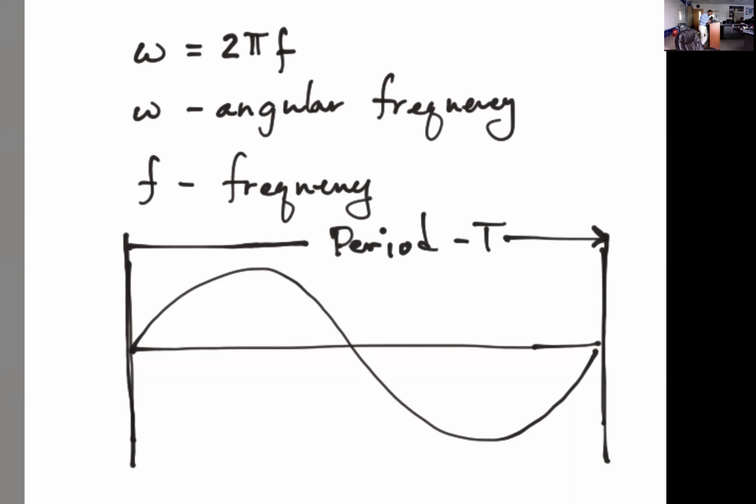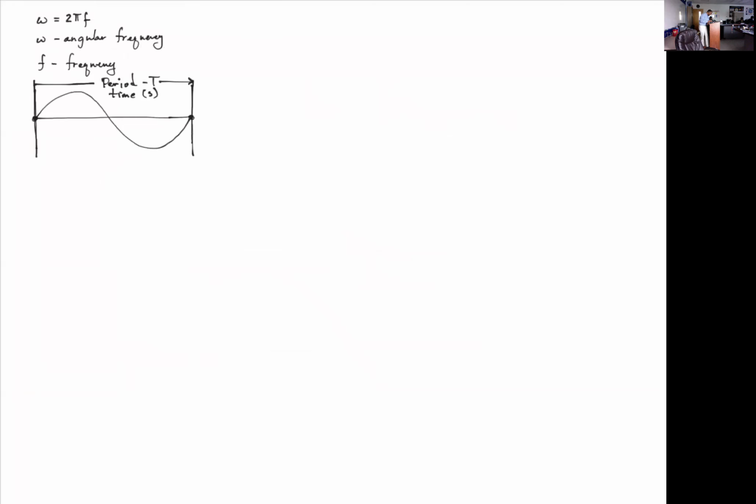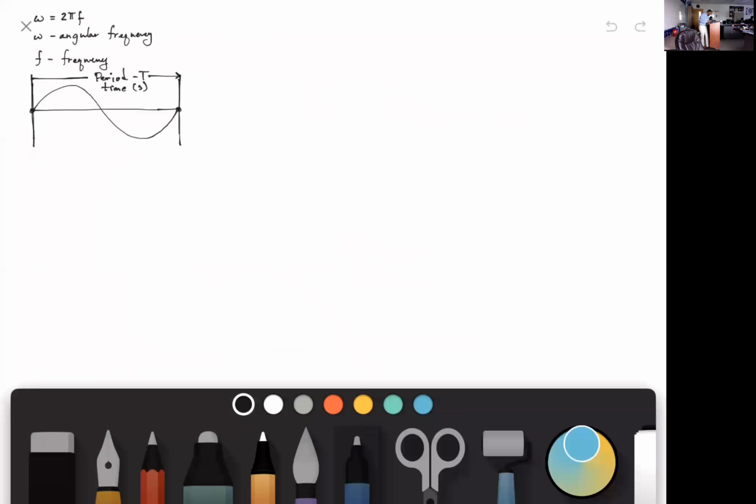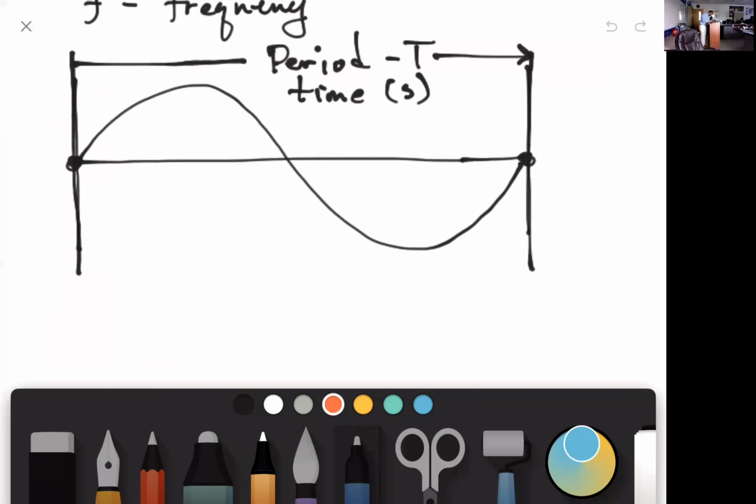So period is the time, and it's measured in seconds. So whenever someone talks to you about the period, what's the period of a wave? They're talking about the time. The time that it takes for that wave to go from this location to this location. And when I say from end to end, or before, when it repeats itself. From this location to this location.